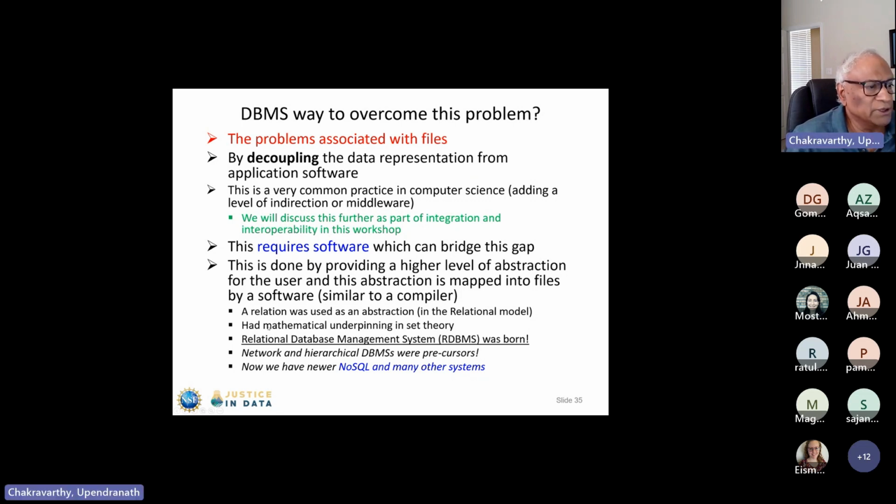So DBMSs specifically had mathematical underpinnings based on set theory, and this is how the RDBMSs were born. We'll go into the details, but before that, we had other types of DBMSs, which are not very widely used today, but some old utility companies still use them. Network and hierarchical DBMSs, and later we have what we call NoSQL and many other systems.